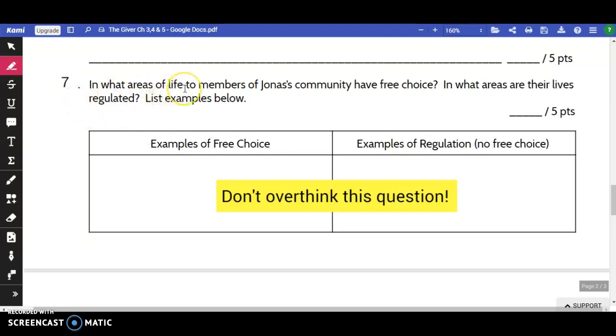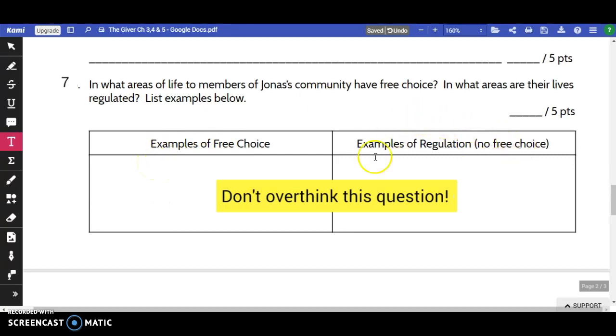Question 7. In what areas of life do members of Jonas's community have free choice? In what areas are their lives regulated? List examples below. My hint for you here is to not overthink this particular question. I'm asking for examples in the story where we see people being allowed to make their own choices or being able to make their own choices.